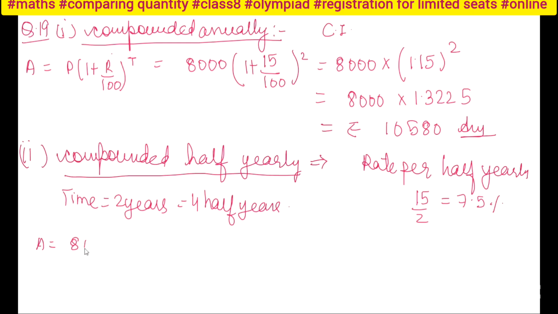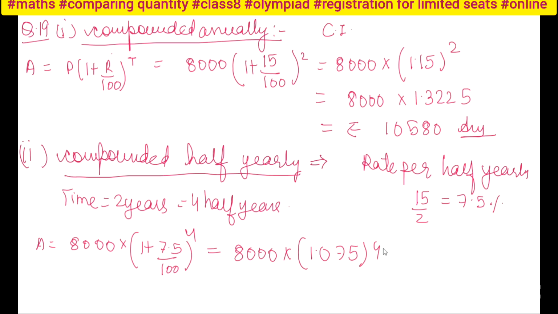So my amount will be how much? 8000 into (1 plus 7.5 divided by 100) to the power how much? 4, right? So it becomes 8000 into 1.075 to the power 4. You got it, beta? Right? Yes. Or it is approximately 8000 into 1.349, or I can say approximately 10683.75. Okay, so one time I am getting 10,580 and one time I am getting 10,683. Now from here I can do one conceptual comparison also, that in half yearly we get more amount in comparison to when it is compounded annually. Now see, it is 580 but it is 683.